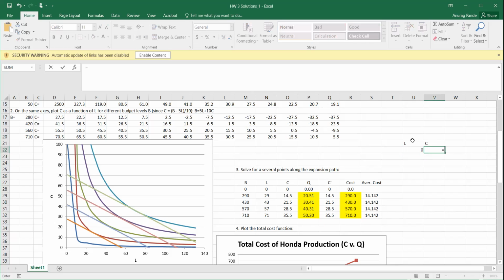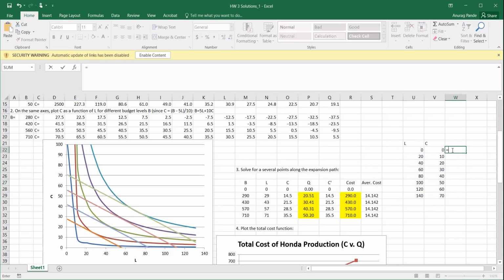And the equation is 2 times C, right? L equal to 2 times C. So all you do is equal to 2 times C. And then you can just plug in some values of C. So 0, 10. And then you can drag this out. And then you can drag this formula out as well. And then based on that, you could figure out the total cost.